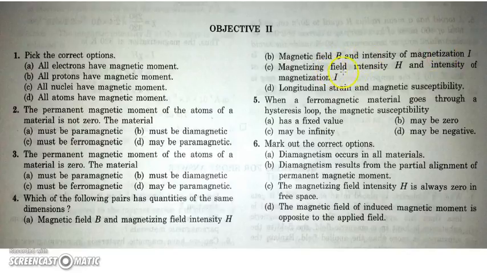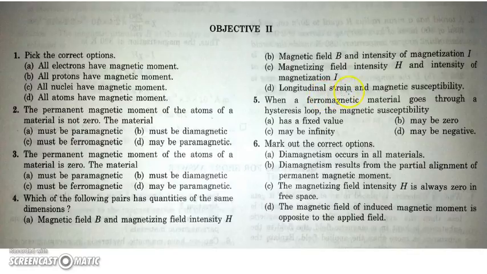dimensions. Magnetizing field intensity H and magnetization, intensity of magnetization. Obviously, these two have same dimension. This is B external by mu naught and this is B induced by mu naught. Dimensionally both are same.